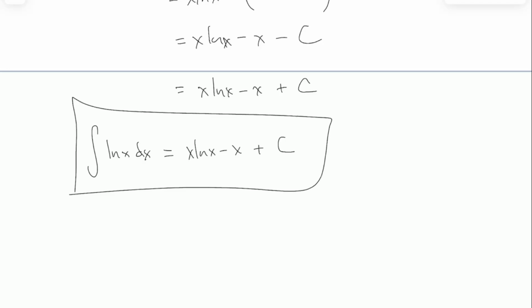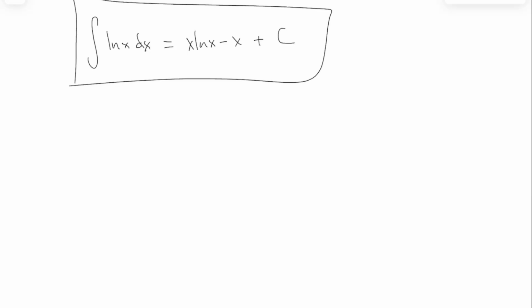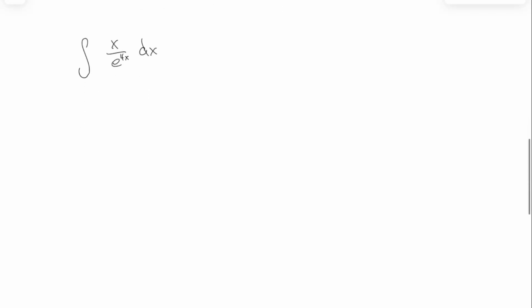All right, as promised, I got some for you all to try. I have three here, although one of them is kind of a trick question. I will let you think about which one. X over e to the 4x is one. Integral x ln x. And integral x root x squared plus 1. All right, see what you think about those.